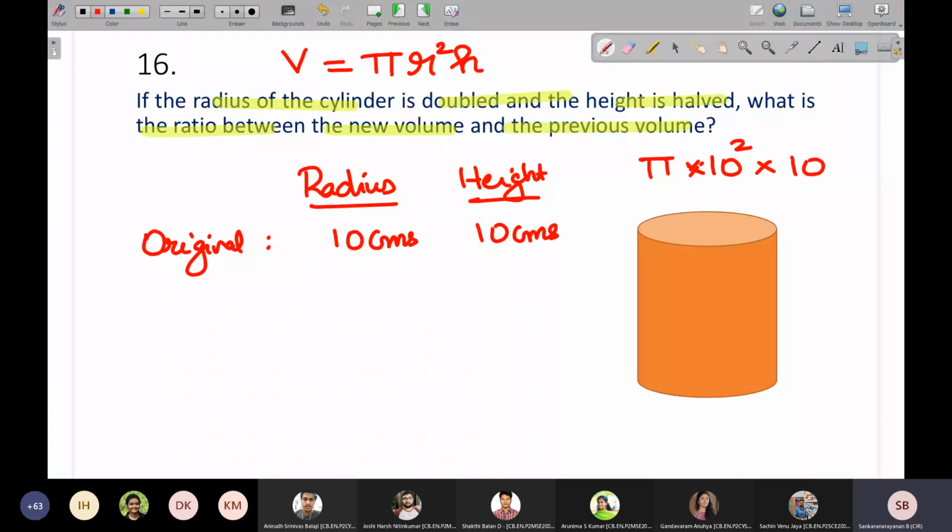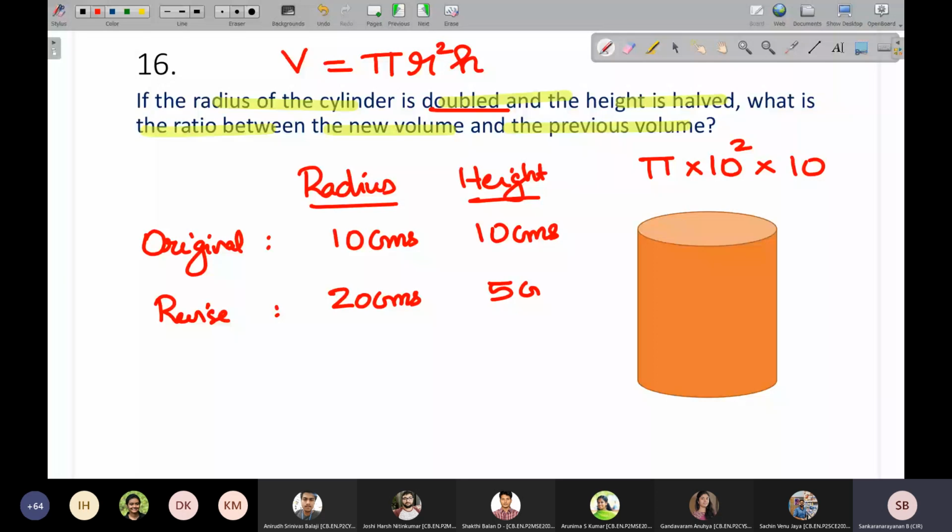Now what is happening? You are changing the radius and the height. You can see that when you revise the radius, it is doubled. So now the radius is 20 centimeters, and the height is halved. The height now is half of 10, that is 5 centimeters. This revised volume is nothing but pi into 20 square into 5, pi r square h.